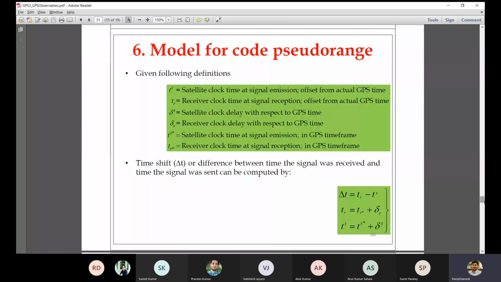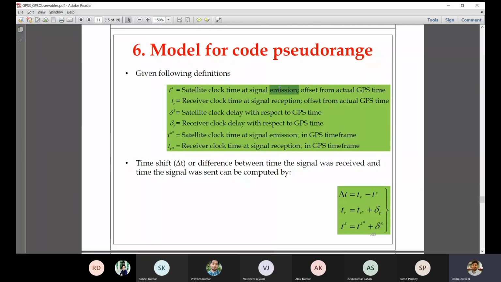Given the following definitions, I'll explain the terminology one by one. Let's say TS is the satellite clock time at signal emission. Now just open up your imagination window again. Think that your satellite is emitting the signal from its end, and it is marked as TS, which is offset from the actual GPS time. TR is the receiver clock time at signal reception, which is also offset from the actual GPS time.